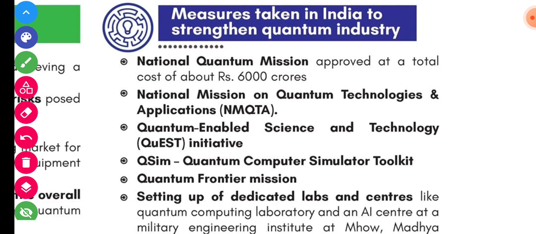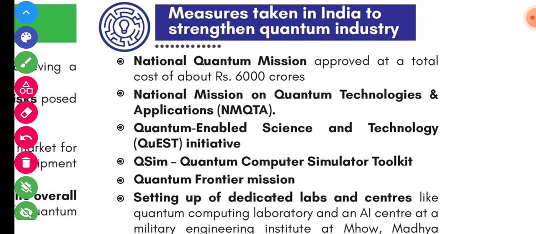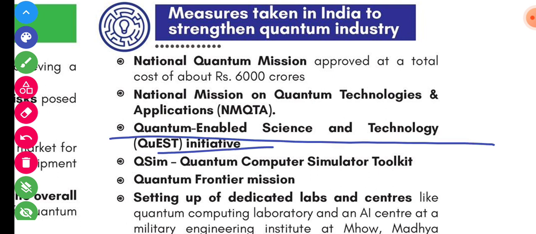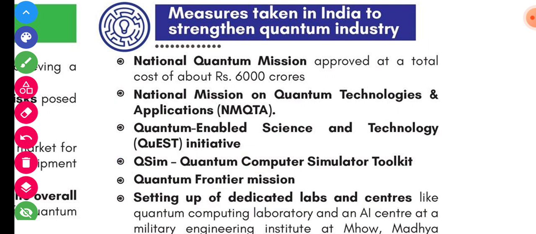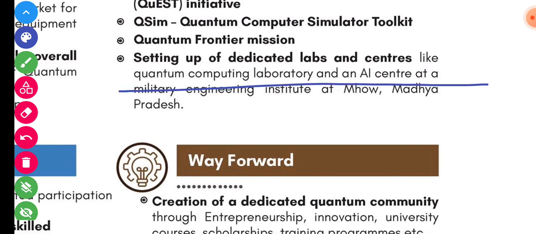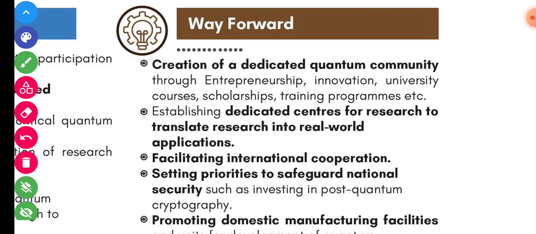And next are the measures taken in India to strengthen the quantum industry. The National Quantum Mission approved at a total cost of rupees 6,000 crore in the budget 2022-23. A national mission on quantum technologies and applications, and the quantum enabled science and technology initiative, and the quantum computer simulator toolkit, and the quantum frontier mission, setting up of dedicated labs and centers like a quantum computing laboratory and an artificial intelligence center at a military engineering institute at Mhow, Madhya Pradesh. Remember this.